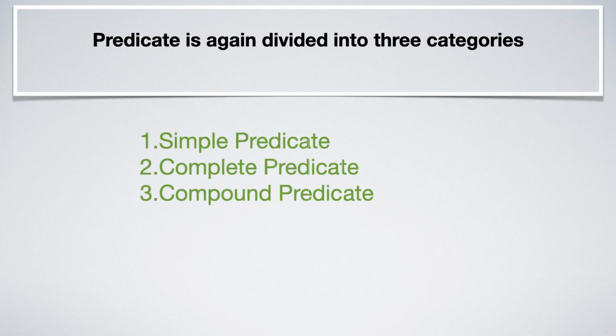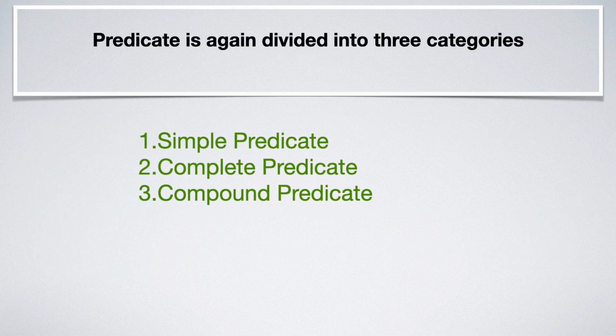Predicate is again divided into three categories: simple predicate, complete predicate, and compound predicate. Just like how subject is divided as simple subject, complete subject, and compound subject, predicate is also divided as simple predicate, complete predicate, and compound predicate.